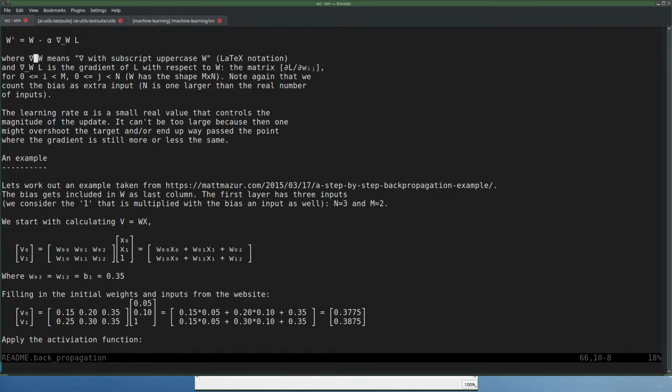Where delta with subscript W is LaTeX notation, and that's the gradient of L with respect to W, which is the matrix consisting of the partial derivatives of L relative to each weight. I can calculate this, and that is exactly what I need, isn't it?